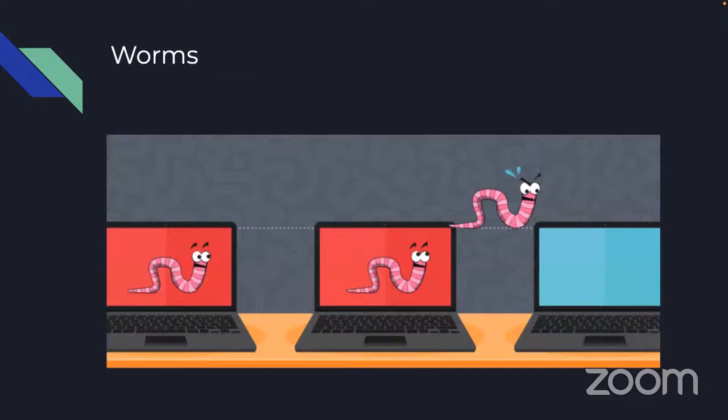Worms spread through automated means, as well as things like email attachments, network file shares, and other methods. Worms self-install into systems.